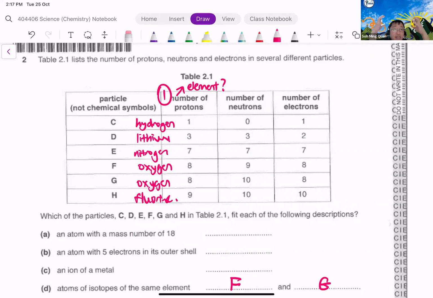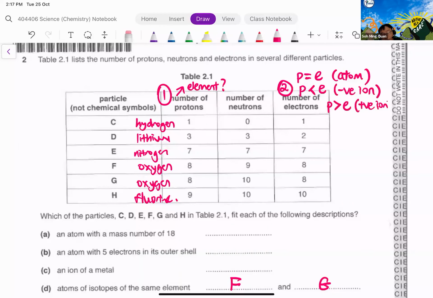All right, so you can see this is very powerful. Always start with the protons and find the element. Next, don't go to the neutrons, go to the electrons. Because you know that if the proton and electron is the same number, it's an atom. So if it has the same number of protons and electrons, it's an atom. However, if the proton is less than the electron, it's a negative ion. If the proton is more than the electron, that's a positive ion.